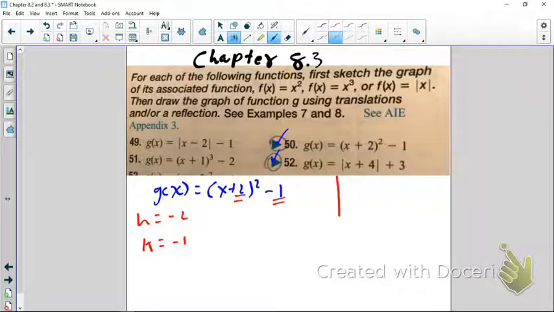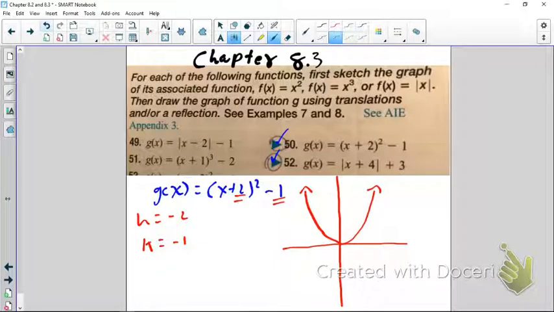So let me draw the original one so that you can see what it looks like. The original one is a parabola. I notice that it's positive, so it's going to look something like this. Actually, you know what? I should draw it as a dotted line because that's the parent one, the original one. So now that I have it dotted, now you know that that's the original. It crosses through the origin.